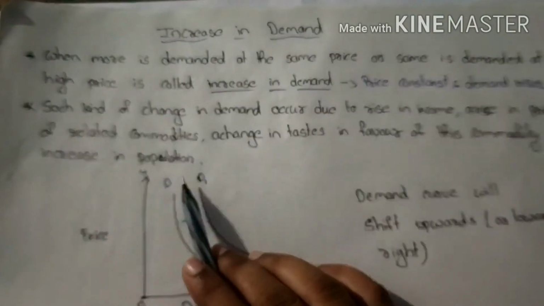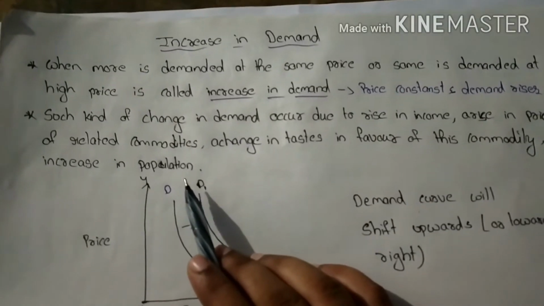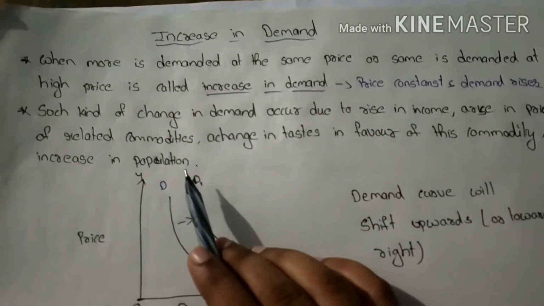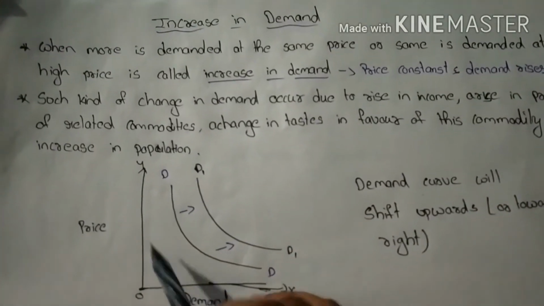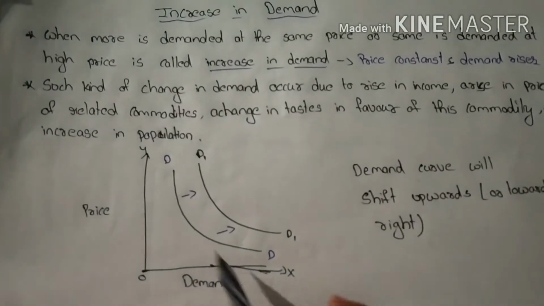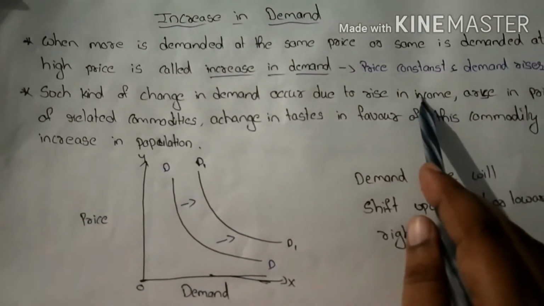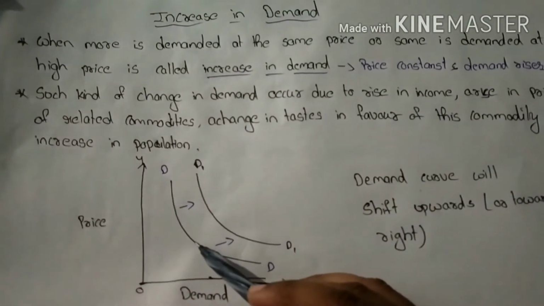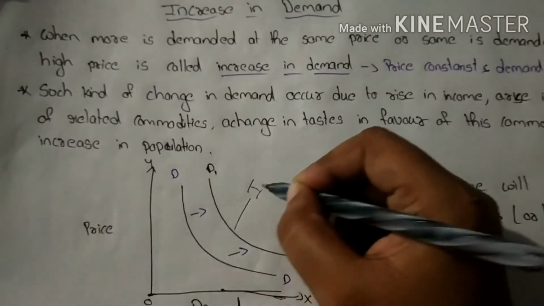So it leads to an increase in demand and an increase in population. Suddenly there is more population of old people. So automatically the demand for walking sticks should also increase here. See, this is the y-axis, it represents the price, and the x-axis represents the demand. This is the original demand curve. When all these other factors increase, then the demand curve shifts towards the right. It means it leads to an increase in demand.